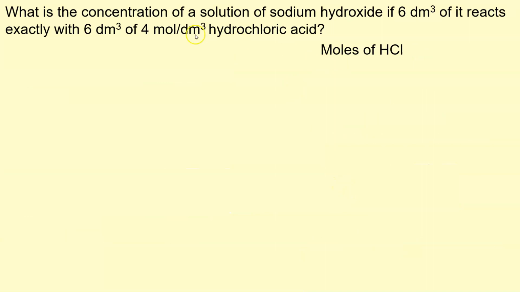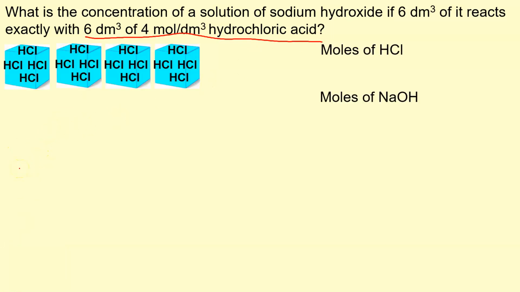What's the concentration of a solution of sodium hydroxide if 6 decimeters cubed of it reacts with exactly 4 decimeters cubed of 4 moles per decimeter cubed hydrochloric acid? So again, we can work out how many moles of hydrochloric acid we've got, doing concentration times volume. So we've got 6 times 4, so 24 moles of hydrochloric acid. For the number of moles of sodium hydroxide, we need to write down the equation.